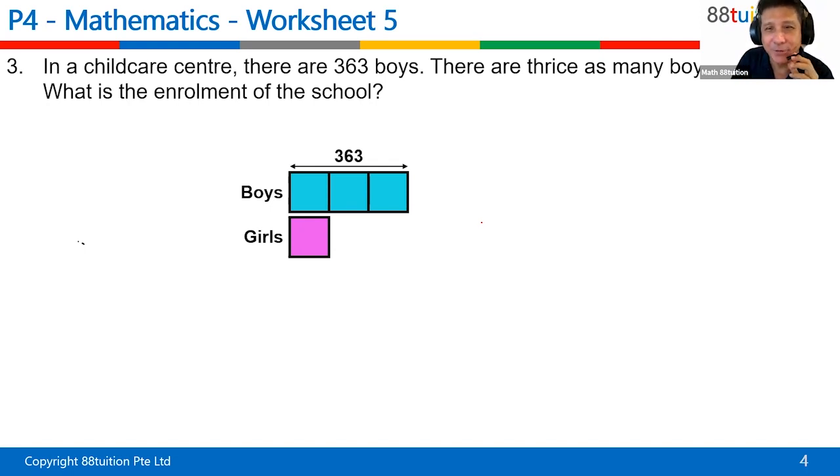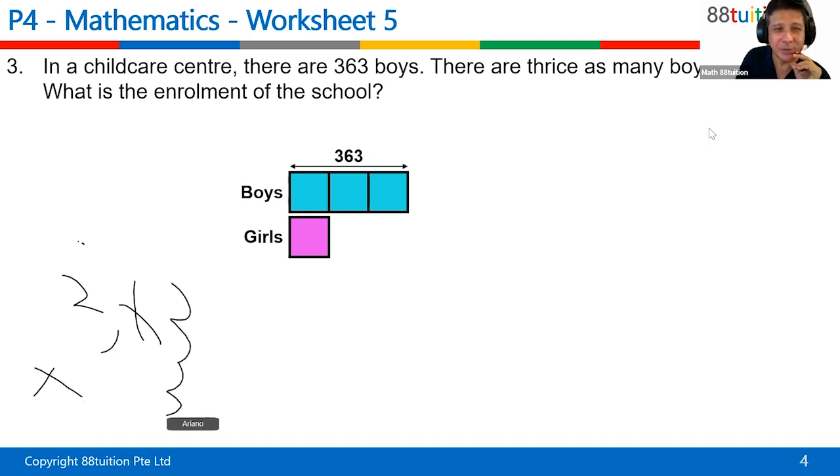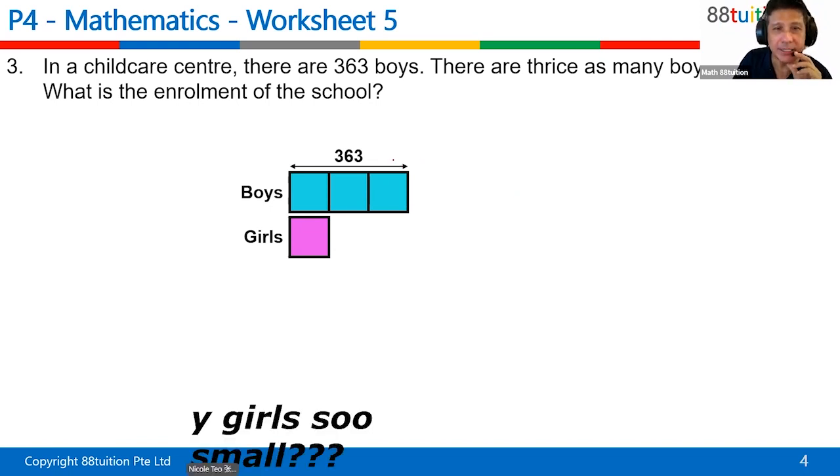Okay, my children are very, very quiet and shy. Okay, Ariano is writing 3, 6, 3 times 3. Okay, no. Ariano, don't forget 363 is the total already. 363 is your 3 boxes. If you want to find one little box, you shouldn't times, you should divide. So can you try dividing?